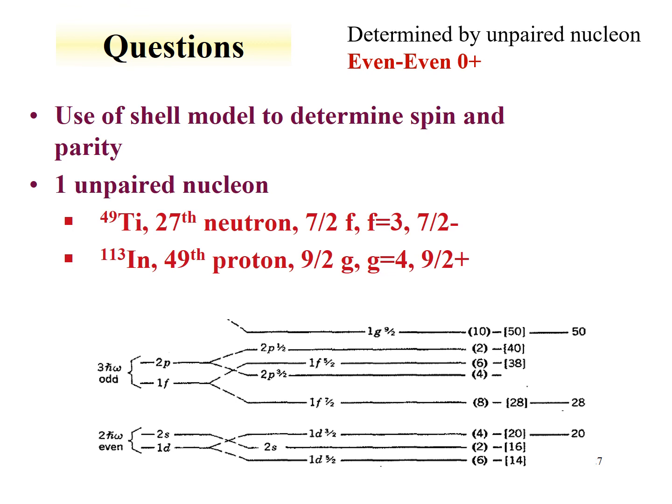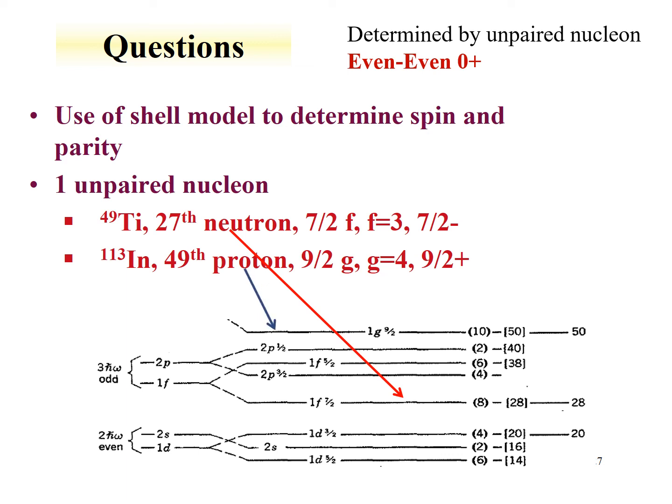An example, titanium-49: the 27th neutron is the unpaired neutron, and in the shell model that lives here in this shell, which is the f 7/2. So the spin is 7/2, f is 3, that is odd, so the spin is 7/2 and the parity is minus. If you examine the chart of the nuclides, you'll find that titanium-49 is indeed 7/2 minus.